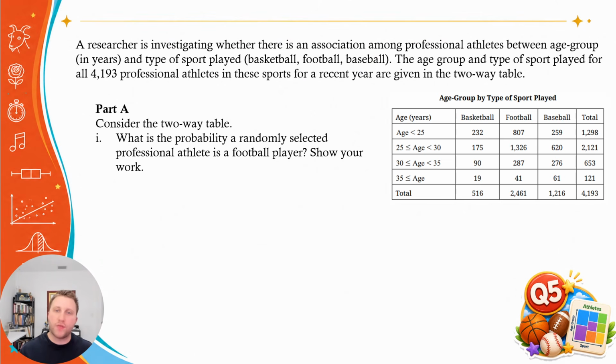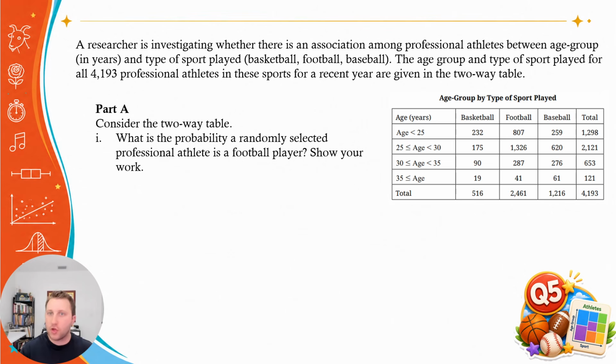On to question 5, one of the questions that gave students a little bit of trouble this year. We're looking at an association among professional athletes between their age group and the type of sports that they play, between basketball, football, and baseball. The question gave us a two-way table that summarized those two variables for all professional athletes in a recent year, both their age group and the sport that they played.